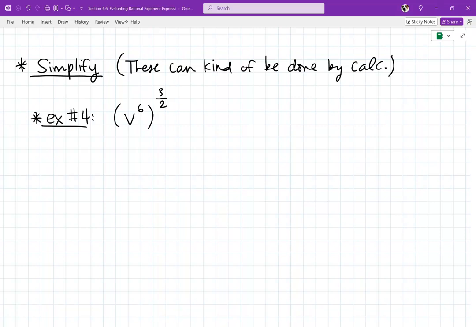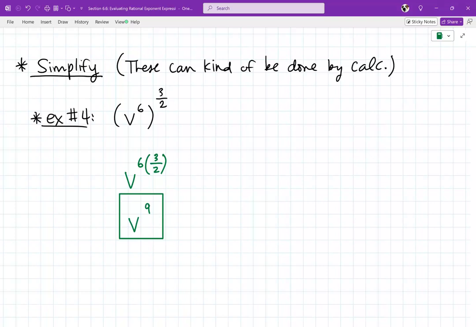Now you notice this says v to the 6th to the 3 halves, right? V to the 6th to the 3 halves. Well, what am I supposed to do with the powers when a power is raised to a power? Look at the 3 definitions I gave in the very beginning. What do I do when I raise a power to a power? What do I do to those powers? I multiply them. So that means this becomes v to the 6th times 3 halves. So now I'm going to use my calculator and say 6 times 3 over 2. What do I get for 6 times 3 over 2? A 9. And I'm done.